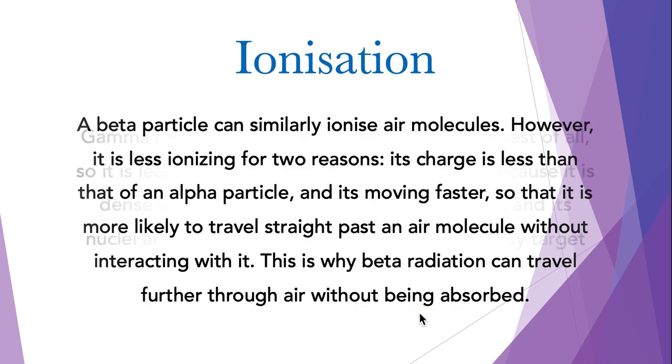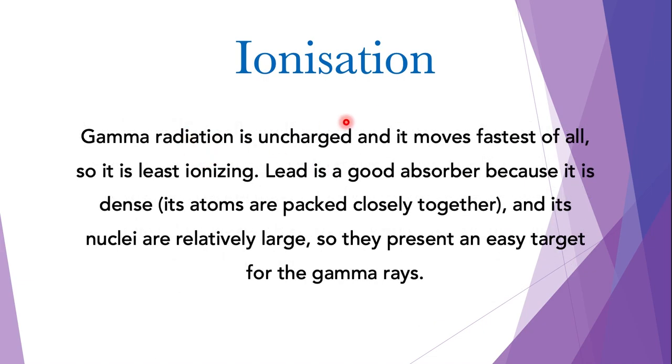Then we have the gamma radiation. Gamma radiation is uncharged and it moves fastest of all, so it is least ionizing. No charge means no interaction, and because it is fast, it travels straight past an air molecule without interacting with it. And I mean, if it is not charged, then how would it interact? Well, it's not possible. So lead is a good absorber because it is dense and its nuclei are relatively large, so they present an easy target for the gamma rays. That's why gamma rays get absorbed into lead.